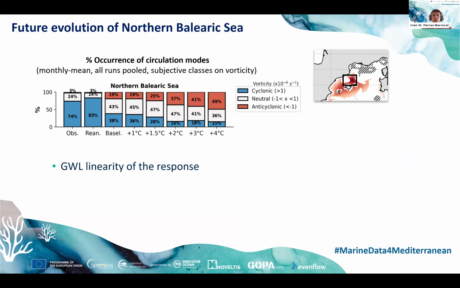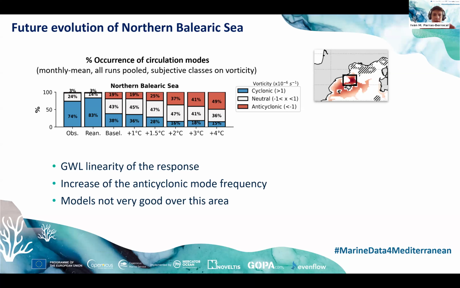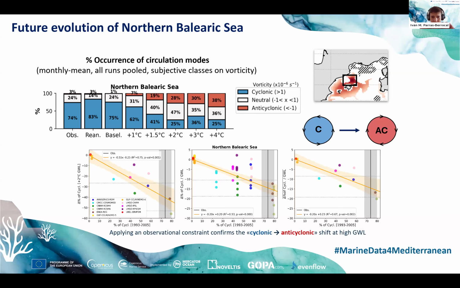Now if we focus in more detail on this Northern Balearic Sea, we found this linear response: an increase of the anticyclonic frequency at high levels of global warming. But here, the models are not really good at reproducing the percentage observed and reported by the reanalysis. So this suggests that we need to apply an observational constraint to fix it. Well, that's exactly what we did, and here I show you the observational constraint.